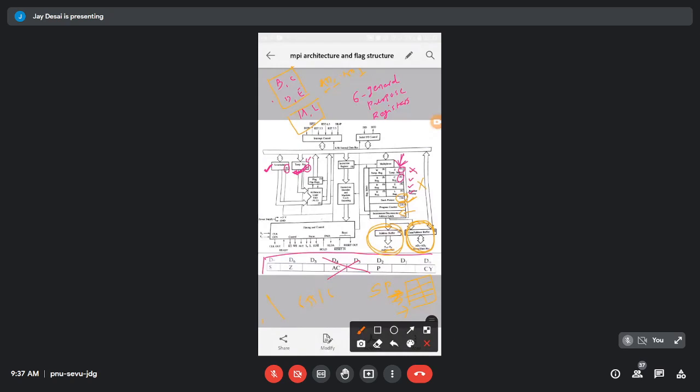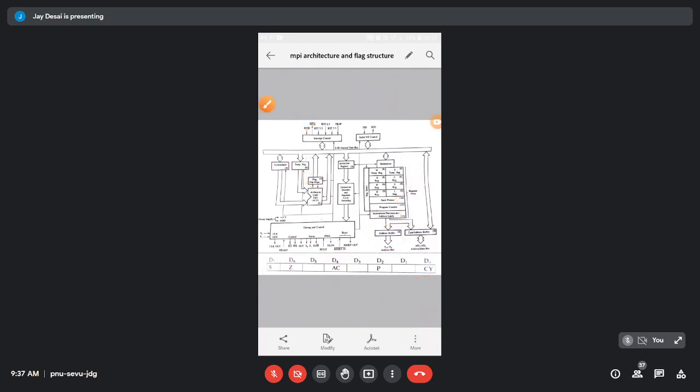We see flag flip flops first. Okay. Sure. Okay. So these are mainly 5 flags. This D0 is a 1 bit, single bit. This one is single bit.